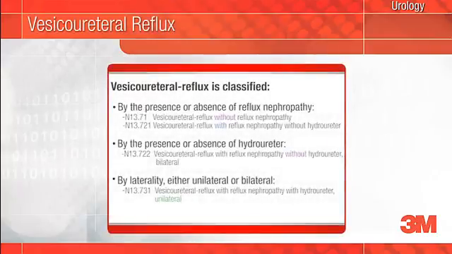There have been some significant changes to the codes for vesicoureteral reflux in ICD-10. First, vesicoureteral reflux is now classified by the presence or absence of reflux nephropathy. It is further classified by the presence or absence of hydroureter. Lastly, it is classified by laterality, either unilateral or bilateral. So be sure to further specify these aspects of the condition when present.